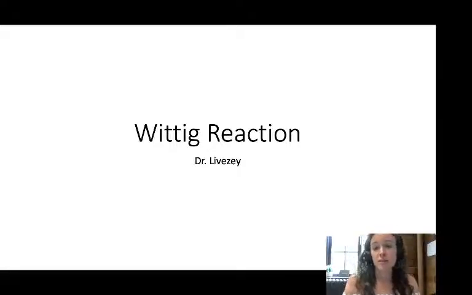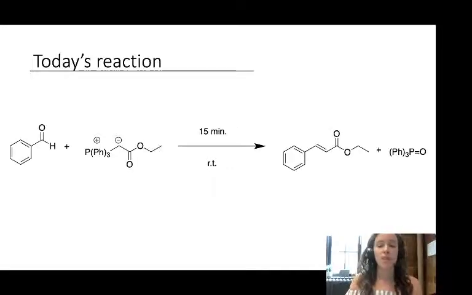Okay, let's talk about our reaction for this week, the Wittig reaction. Today, we'll have our two reactants, mix them together at room temperature, let them sit for 15 minutes, then we'll end up with our product of interest here at the left, and a co-product as well.